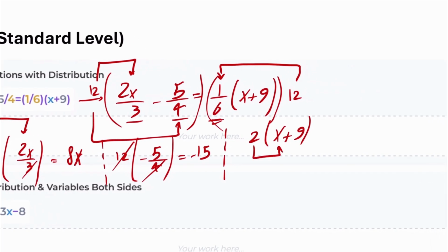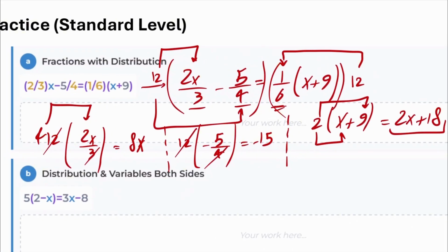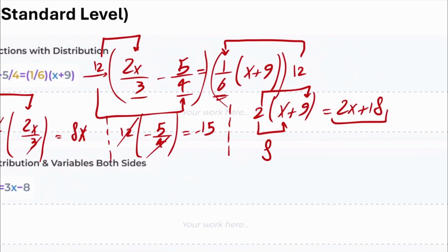2 times x, 2 times 9, 2x plus 18. So the right side is 2x plus 18. The left side, 8x minus 15, is equal to the right side.